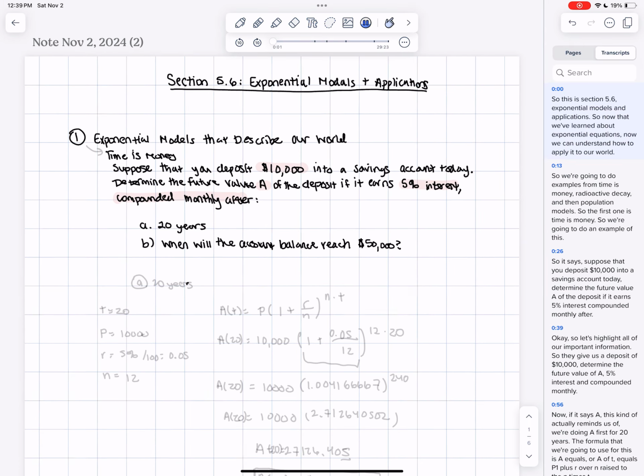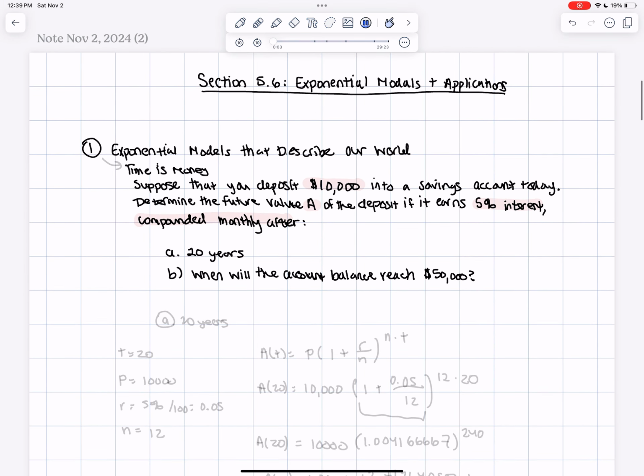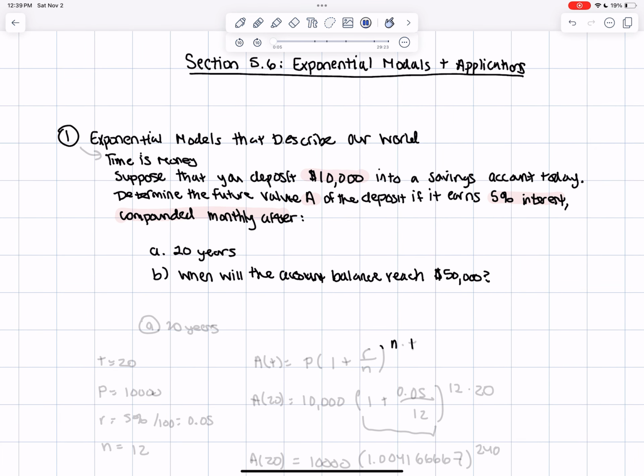So this is section 5.6, exponential models and applications. Now that we've learned about exponential equations, we can understand how to apply them to our world. So we're going to do examples from time is money, radioactive decay, and then population models. The first one is time is money, so we're going to do an example of this.